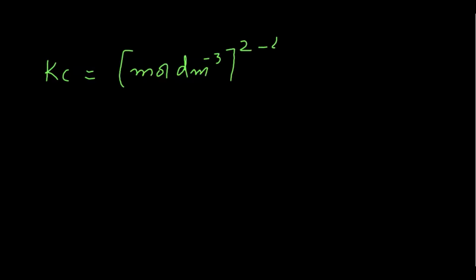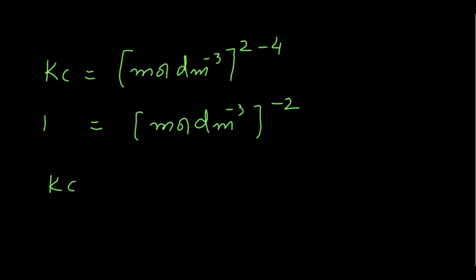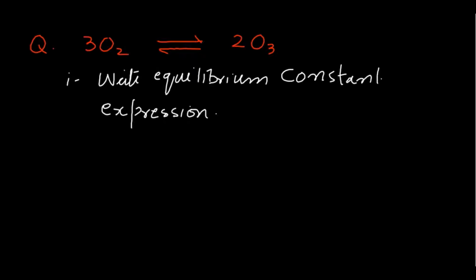2 minus 4, or it will be equivalent to mole per cubic decimeter minus 2. So the unit of Kc would be minus 2 multiplied by mole is equal to mole minus 2, and minus 2 multiplied by minus 3 is equal to dm6, right students? So what is the unit of Kc here? It is mole minus 2 dm6.